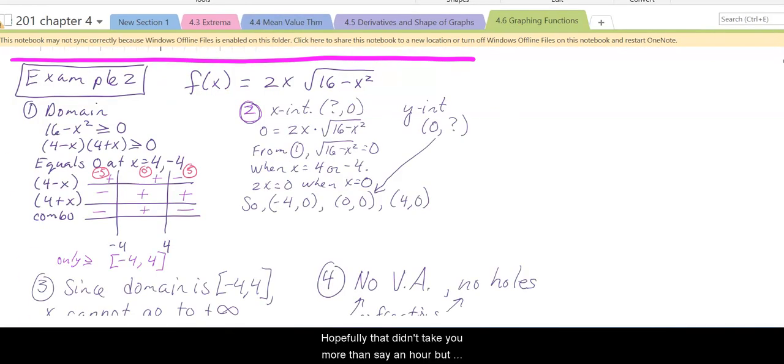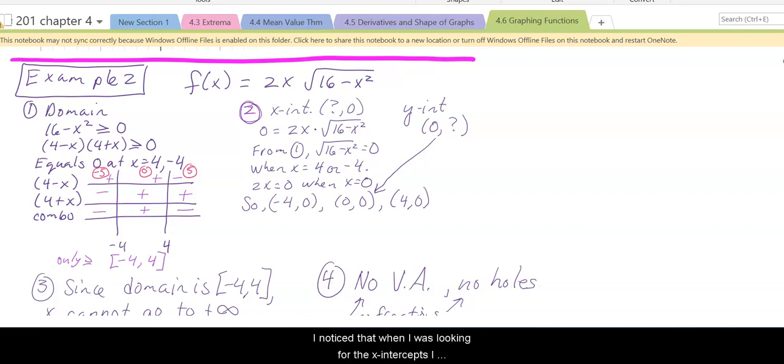Well, hopefully that didn't take you more than, say, an hour, but this was a pretty hard problem, which brought up a lot of skills that you should have collected over your college algebra and pre-calculus days. If you had trouble with this, you'll have time to scroll through and see the different solutions. Notice that the domain is restricted to -4 to 4.